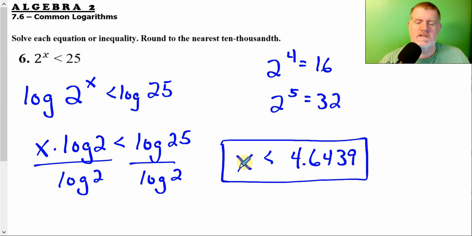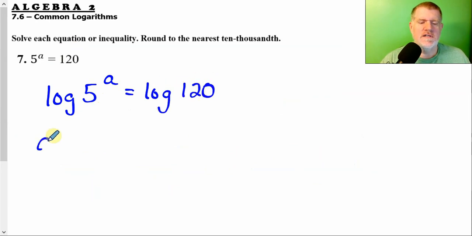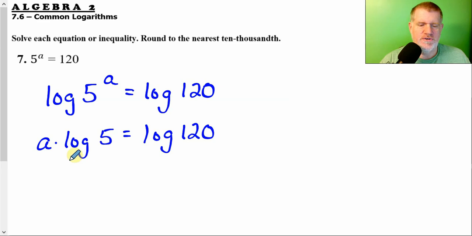It kind of makes sense, doesn't it? I knew it had to be between 4 and 5. If I put in 4, 2 to the 4th is definitely less than 25. 2 to the 5th is greater than 25. So this is my answer. This is how I'm going to be using logarithms to figure out equations. I need them to figure out equations when the variable is an exponent, because the properties of logs turn exponents into multiplication problems. And to solve, I just need to divide.